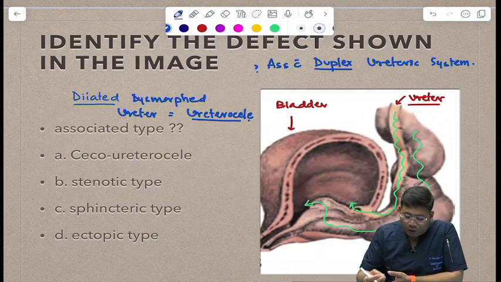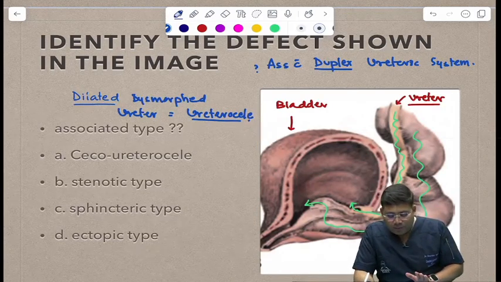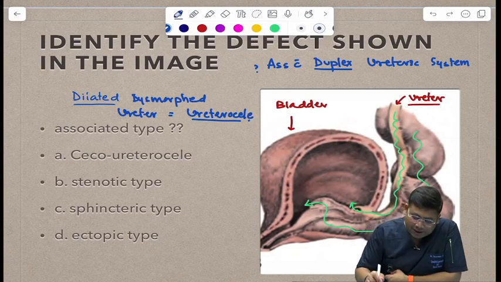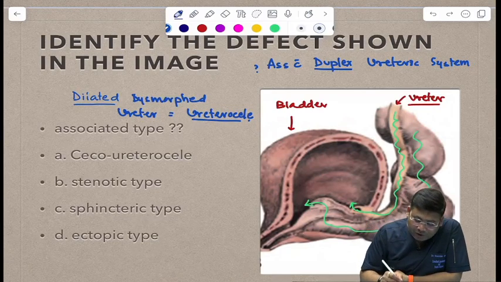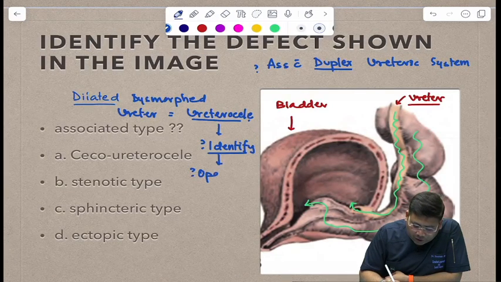अब एक बच्चा कहता है सर बड़ी मुश्किल से पहचाना कि ये यूरेट्रोसील है. अगला क्वेश्चन होता है कि सर ये कौन सा यूरेट्रोसील है. Now this is very interesting. Whenever we talk about the ureterocele, how we identify the ureterocele, this is important. So identification is the opening of ureterocele. This is really very interesting.